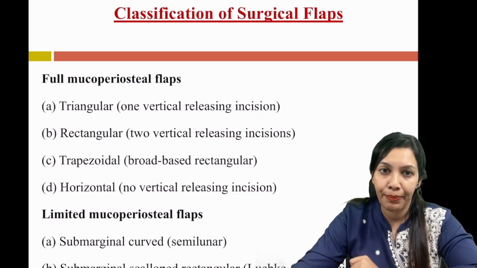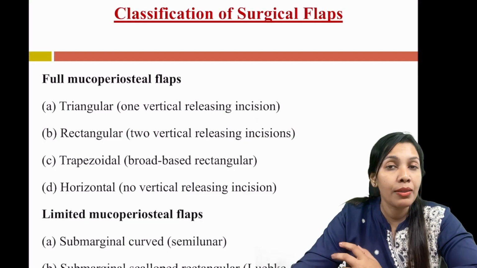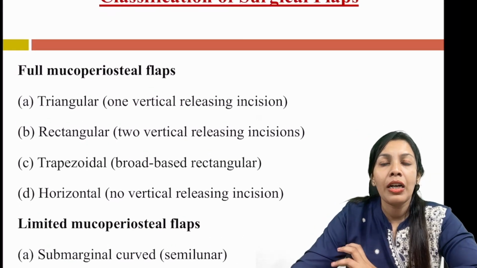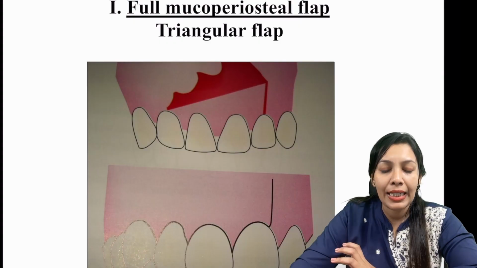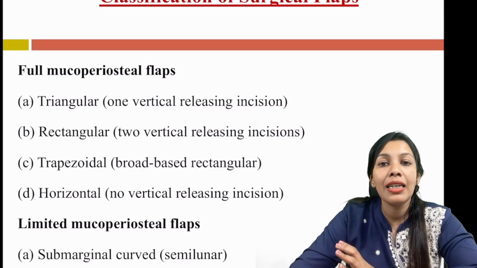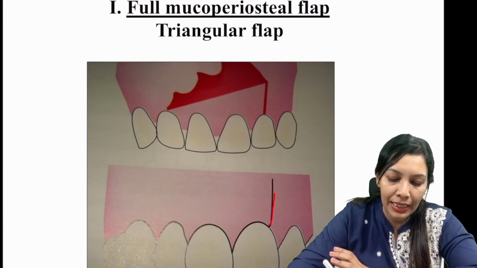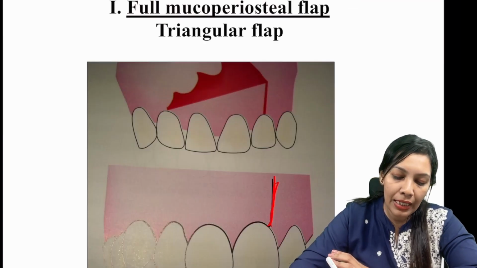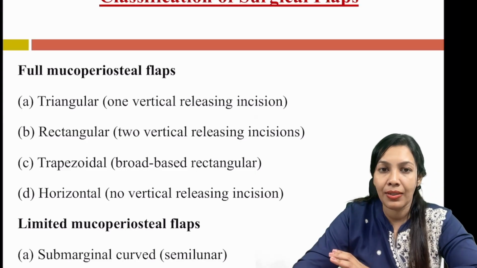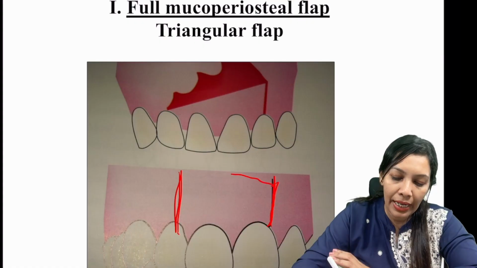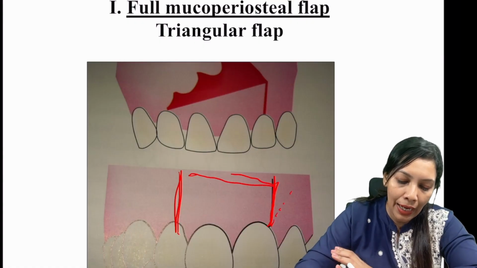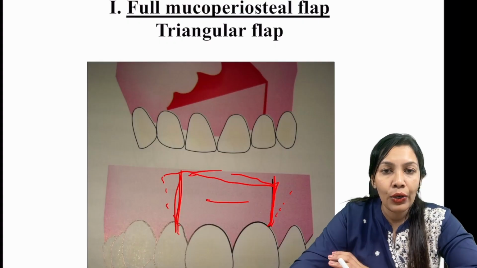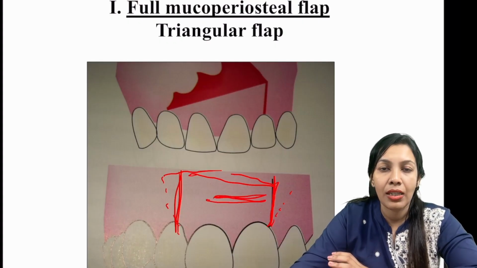Classification of surgical flaps. The full mucoperiosteal flap, which is the most recommended flap, and also the limited mucoperiosteal flap are there. So triangular flap, as you can see, consists of a single vertical releasing incision. That is an important point. Only a single vertical releasing incision is there. And rectangular means it consists of two vertical incisions. Trapezoidal means it is similar to the triangle, but it will be slightly angulated. So that is trapezoidal incision. And horizontal incision is like a non-releasing incision, right?